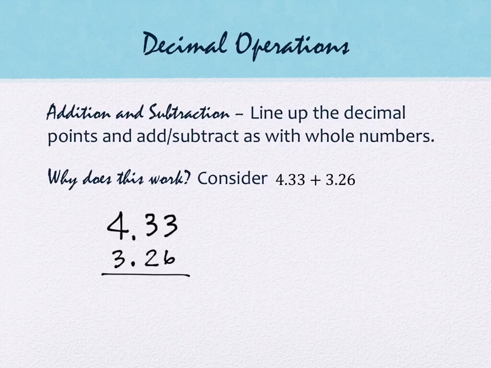We're going to start on the right-hand side. 3 plus 6 is 9. 3 plus 2 is 5. We bring our decimal point down, and then 4 plus 3 is 7, right? So just typical, but we've got to line up the decimal point. They don't always have the same number of decimals afterwards. For example, I could have been given this 4.33, and I could have been given 3.2658. I don't line it up with the last digits lining up. I still line it up with the decimal points lining up, so that is key here.